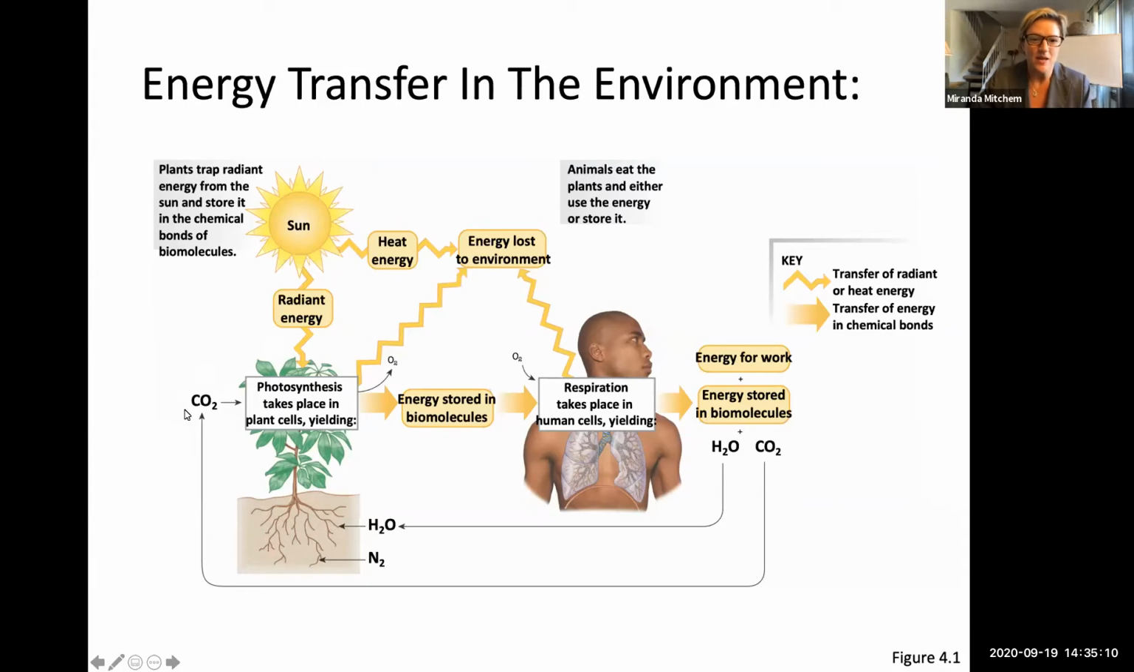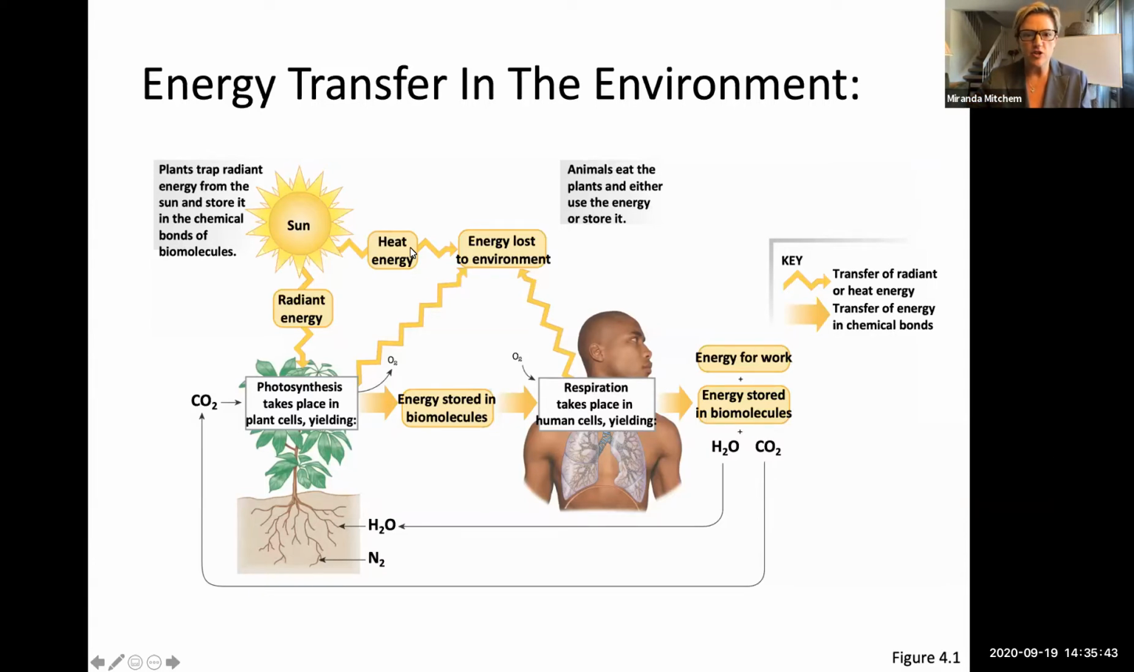That utilizes carbon dioxide and water that comes up through the root systems with that power from the sun to create a sugar. So the plant is creating glucose from carbon dioxide and water with that sun energy. So the plant's creating a biomolecule, a carbohydrate.